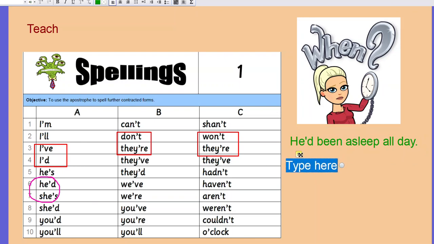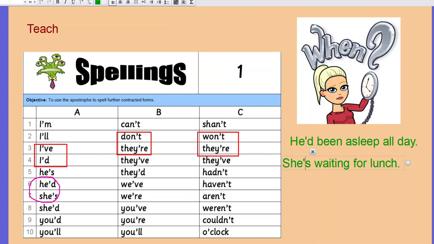Let's do it one more time for she's. She is waiting for lunch. The contracted form of that is we're going to take away the I and join those words together. The apostrophe goes in that place to show where the letters have been removed. So he'd and she's are the contracted forms.